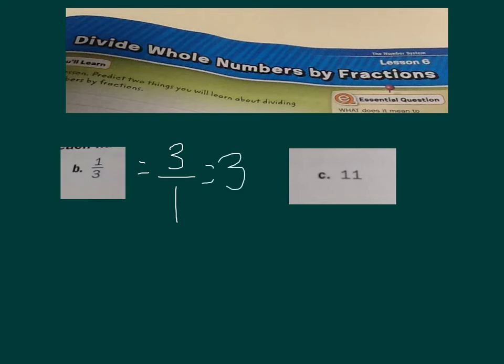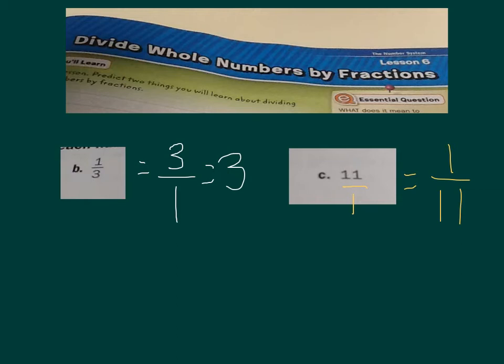Same with 11. We want to find the reciprocal. So remember, whenever we have a whole number, we need to make it a fraction. So that's the same as saying 11/1. Well, when we flipped that, we would have 1/11. And that's how we find those reciprocals.